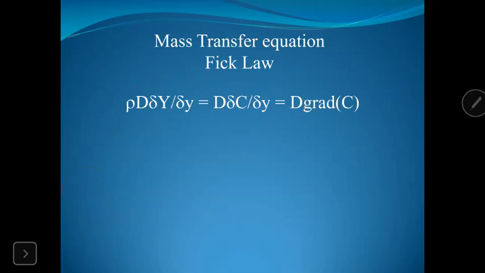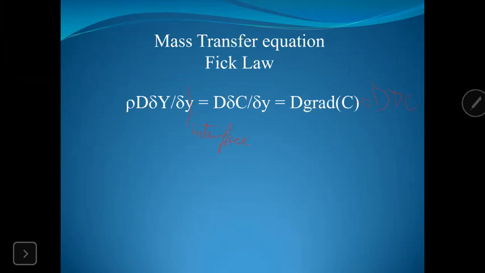The Fick law, when we say the Fick law, it's a boundary condition. It's used to find the mass fraction at the interface. It's written as rho D dY over dy at the interface: D dC over dy equals D grad C, which is D nabla C. This is the Fick law at the interface. We use this for the boundary condition.